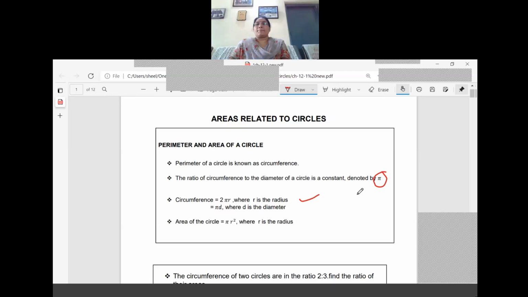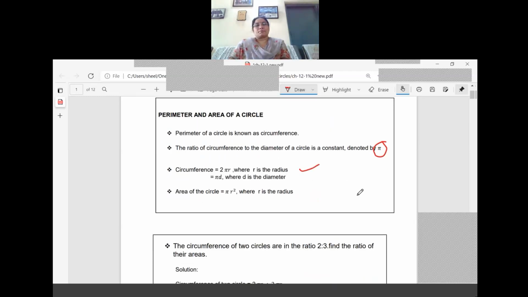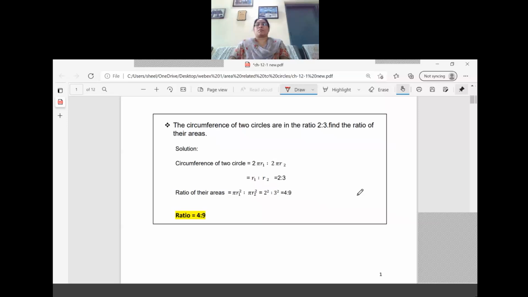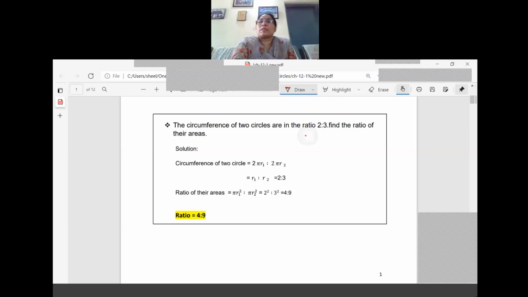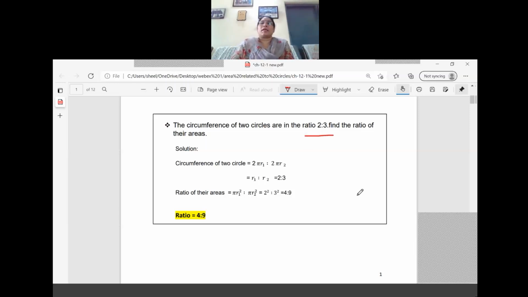Now the next question. The circumference of two circles are in the ratio 2 is to 3. Find the ratio of their areas. Only the ratio of areas is asked, but what is given in the question? The circumference ratio is given. What is the formula for the circumference? 2 pi r1, isn't it? Since two circles are there, we take the radii as r1 and r2 respectively. So we write 2 pi r1 is to 2 pi r2, because the ratio is given.